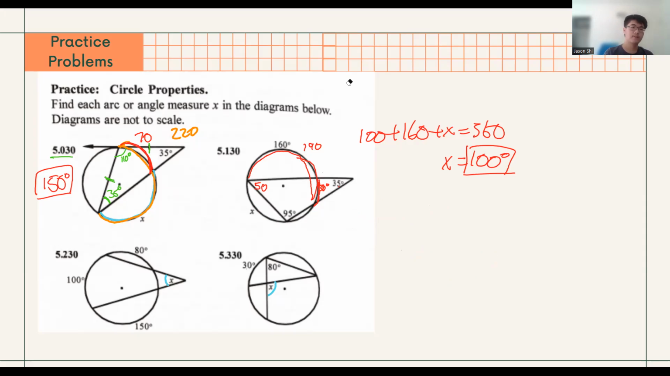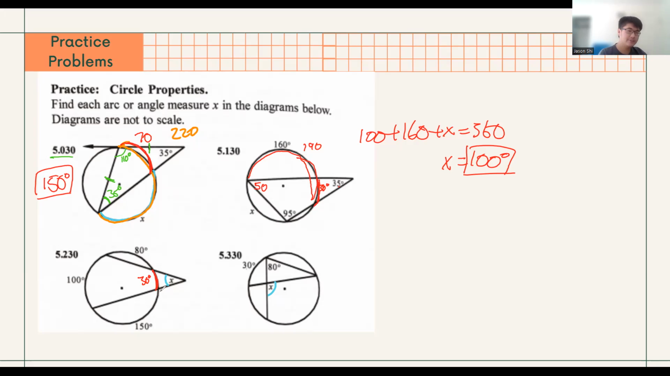Okay. So 5.230. This one we solve using the second method. First, can anyone tell me what the measure of this red arc is? That is 30, I think. Yes, correct. It's 30.